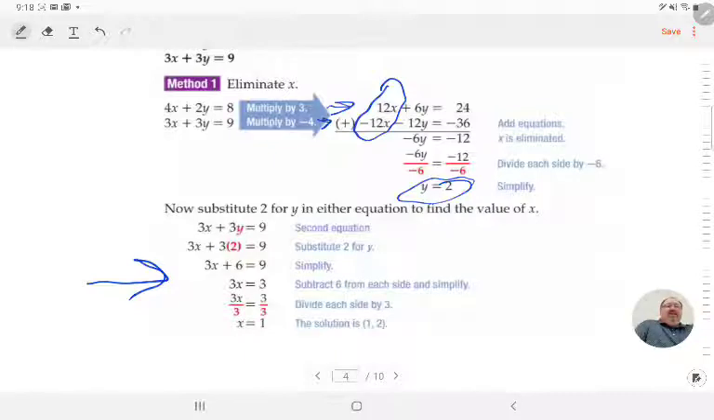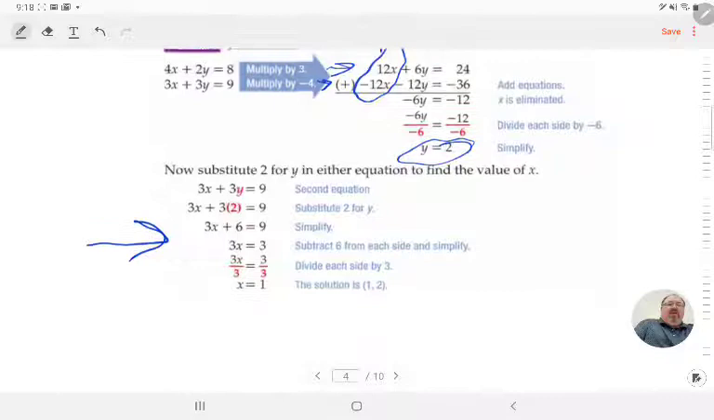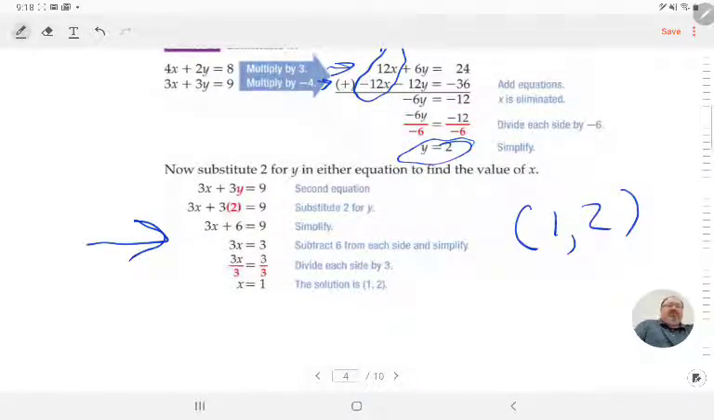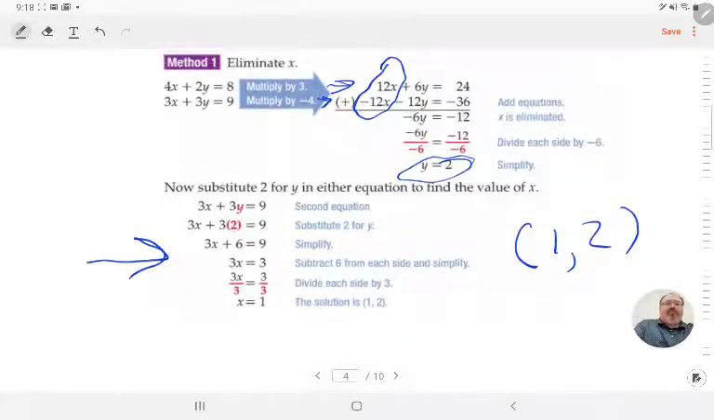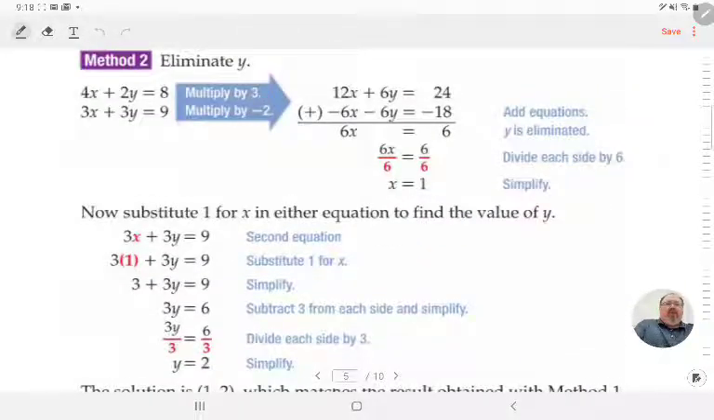So we'd have 3x plus 3 times 2, or 6, equals 9. Subtract 6 from both sides, we get 3x equals 3. Then we divide both sides by 3, x equals 1. And we would have a solution of 1, 2. Okay?